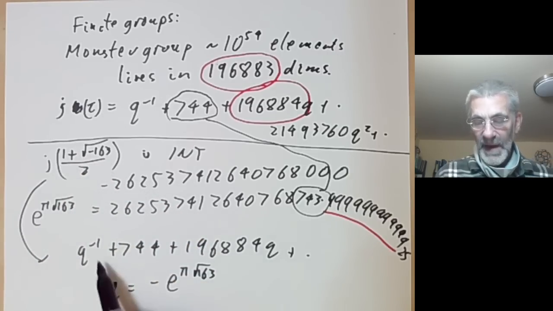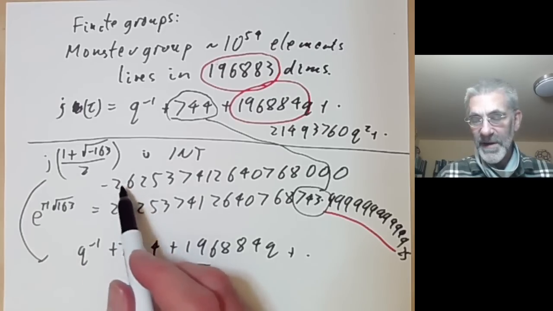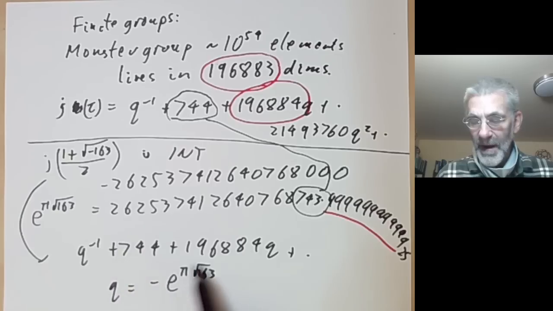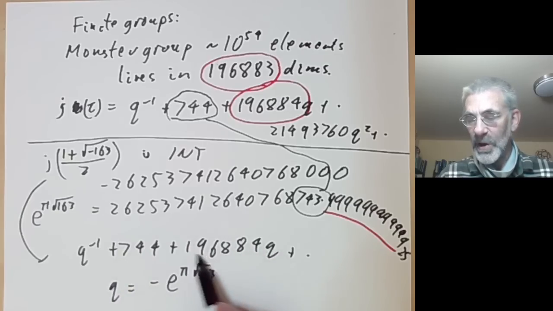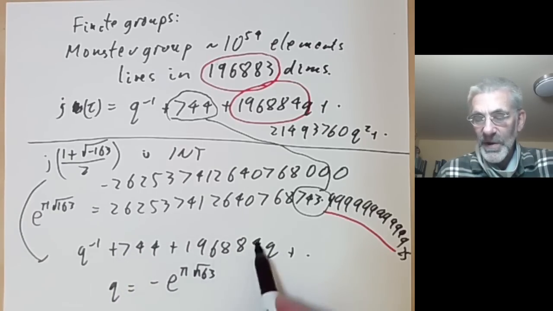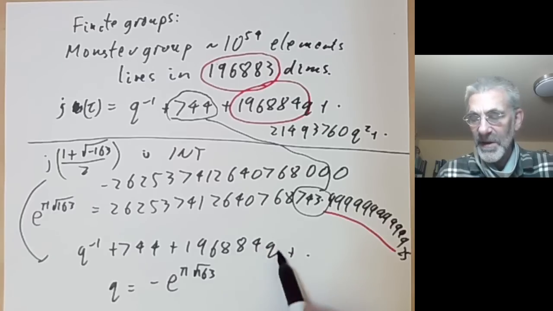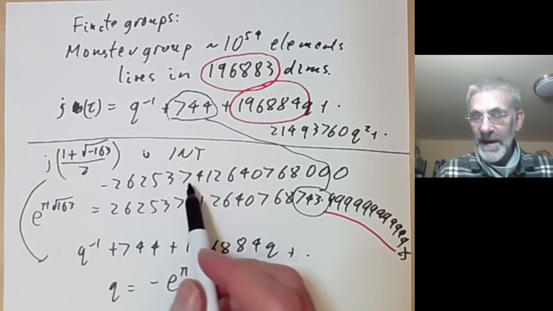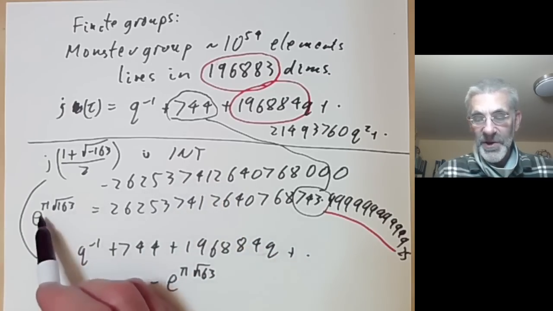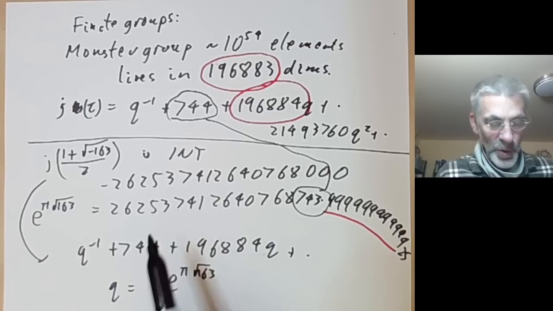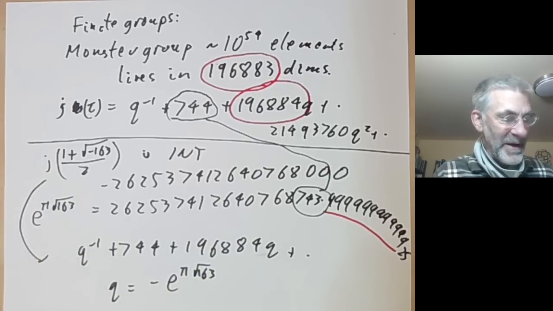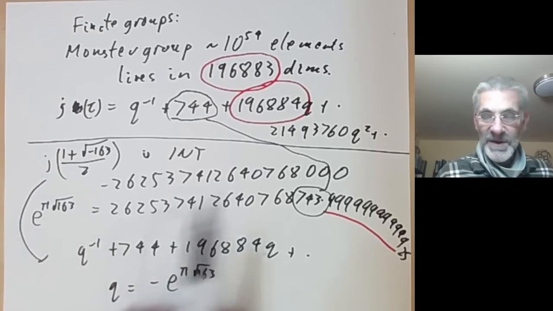And this q to the minus 1 is this almost integer here, and this term here is incredibly small. I mean, it looks huge because 196,884 is huge, but q is so tiny that this is very, very tiny. And if you put this together and use the fact this is an integer, that shows that e to the pi root 163 is almost an integer. So this is part of something called the theory of complex multiplication.